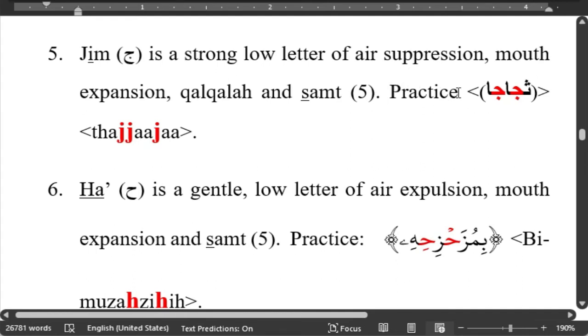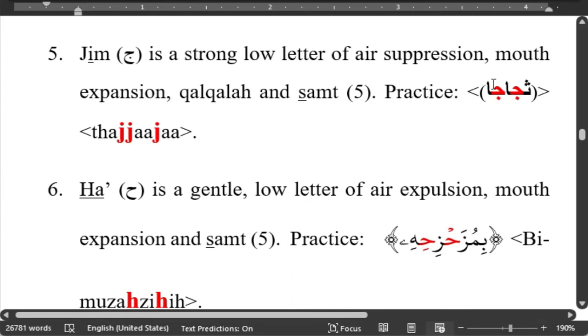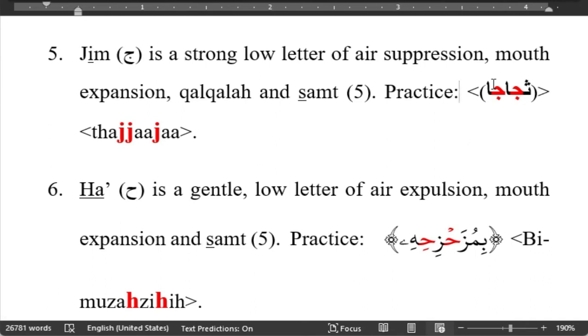Practice. That ja ja, that ja ja. Put your tongue in the middle there. Don't say jim like a dal. That ja ja, like that's a dal. Go to the middle. That ja ja, there's a difference. That ja ja.